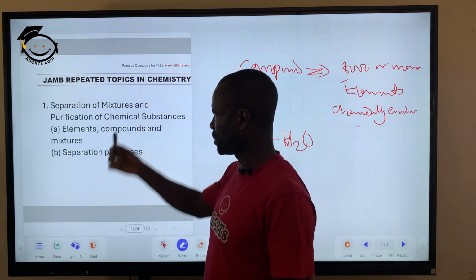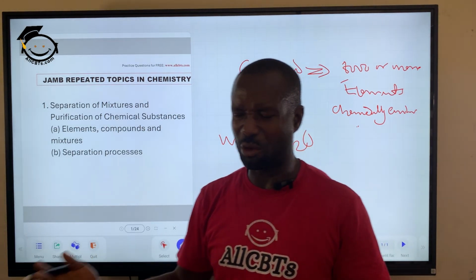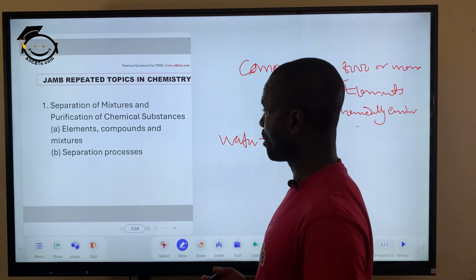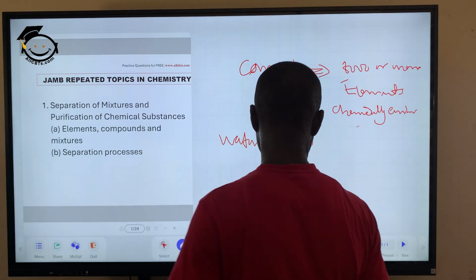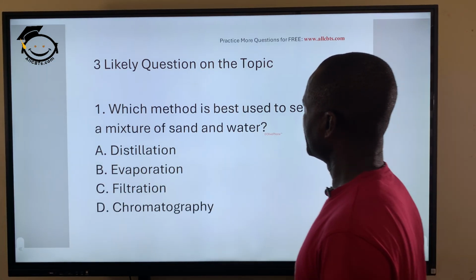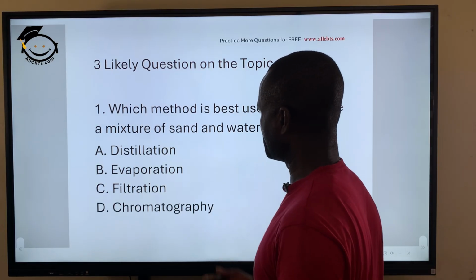Then the mixture, of course, we just talked about the mixture. We said the mixture is the combination of two or more substances physically combined together. And we have talked about a number of processes that are involved. Let's now take some likely questions. We have 3 likely questions on the subject of separation techniques.